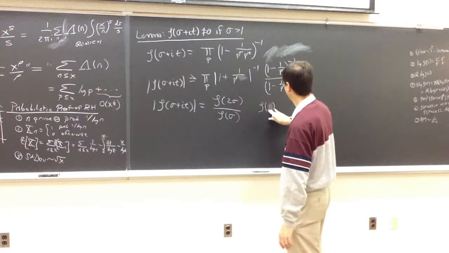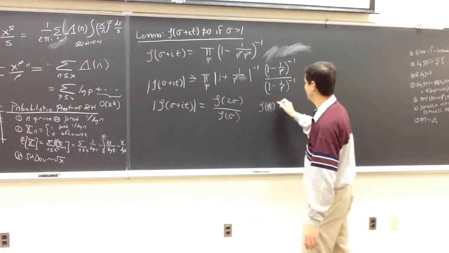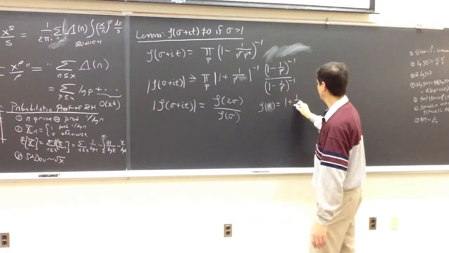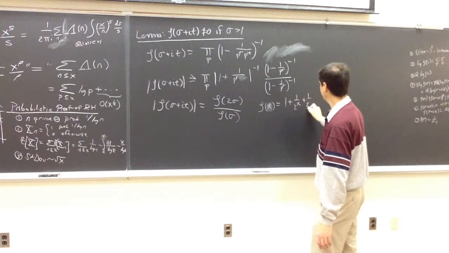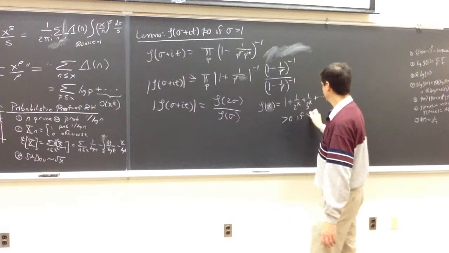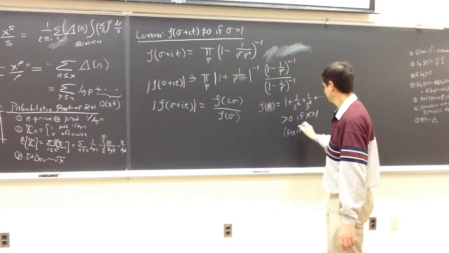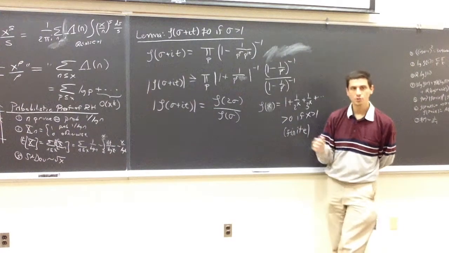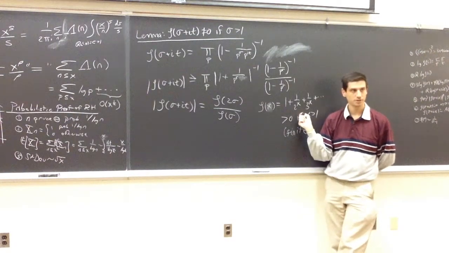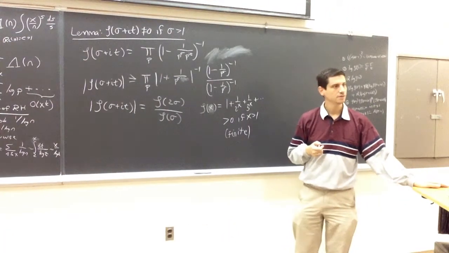Because zeta, let's call it eta. Oh, that would be horrible with the letters, we'll do x, even though it's painful to do that. Is going to be 1 plus 1 over 2 to the x plus 1 over 3 to the x. And this is greater than 0 if x is greater than 1. And it's also finite. So we know the zeta function is not 0, and it's not infinity if we choose the real part of x greater than 1. Yes?